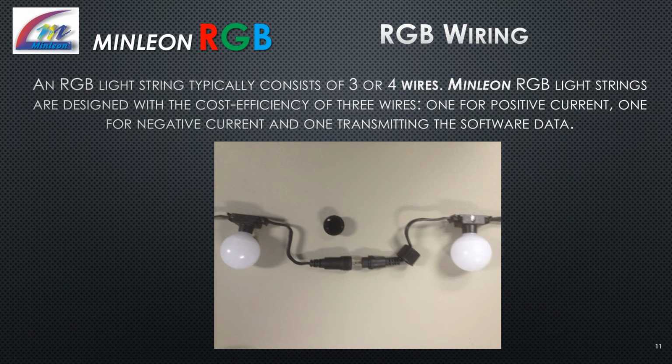The wiring. An RGB light string typically consists of 3 or 4 wires. Minleon RGB light strings are designed with the cost efficiency of 3 wires. One for positive current, one for negative current, and one for transmitting the software data.